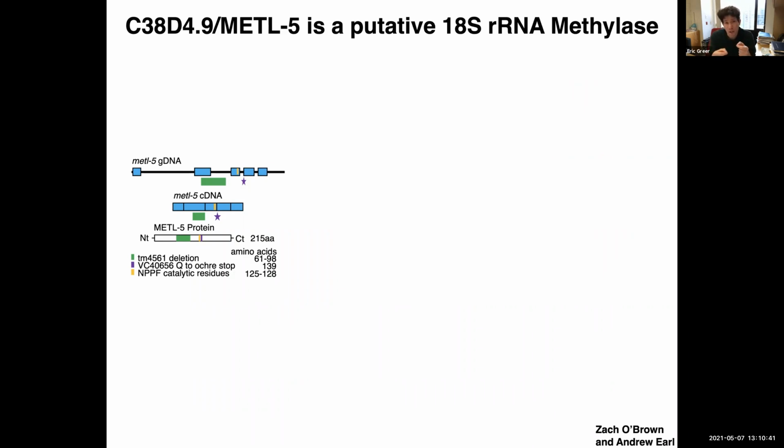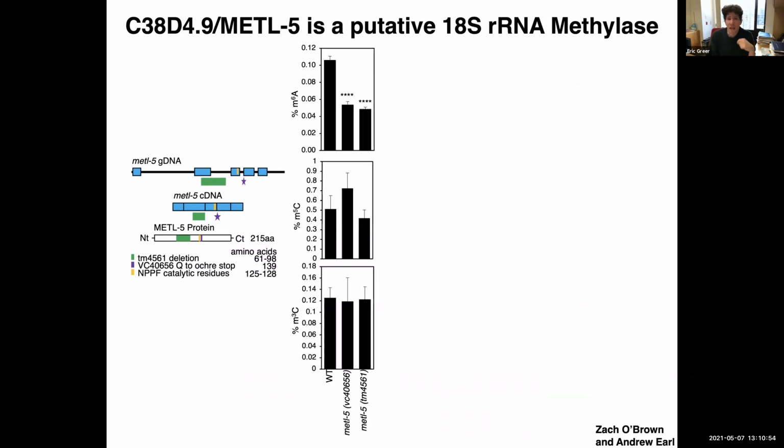So to see if these changes in m6A were really due to C38D4.9, we obtained 2 different genetic null mutants of this gene, which we renamed METL-5 due to its homology to the mammalian proteins. We extracted the total RNA and again performed HPLC coupled with mass spectrometry. And what we found was that deleting this gene caused roughly a 50% decrease in m6A levels and without changes to other modifications, suggesting again that it could potentially in vivo be an m6A methyltransferase.